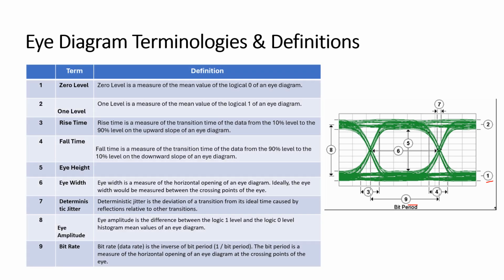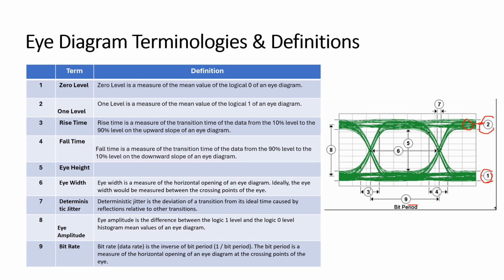So the first point is the zero level. Zero level is this one. As you can see, the zero level is the measure of the mean value of logical zero of an eye diagram. Logical zero stands for low voltage or the logical zero voltage. Then comes number two. Number two stands for one level. One level is the measure of the mean value of the logical one of an eye diagram. That means the mean of all these signals over there is considered as level one.